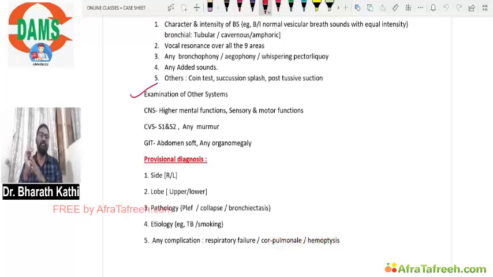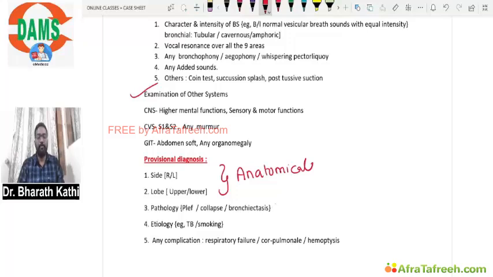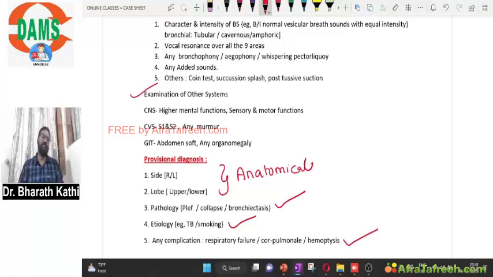So provisional diagnosis should contain the anatomical aspect, the pathological aspect, the etiological aspect, and any complication. So this will be the provisional diagnosis component, anatomical. Now suppose the patient is having a right-sided disease. So which side? Is it right side or left side? And if it is a parenchymal disease, suppose the patient is having collapse, is it upper lobe or lower lobe? Then pathology. Is it pleural effusion, collapse or bronchiectasis? So right upper lobe collapse.